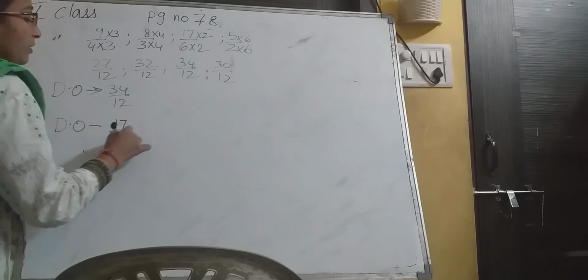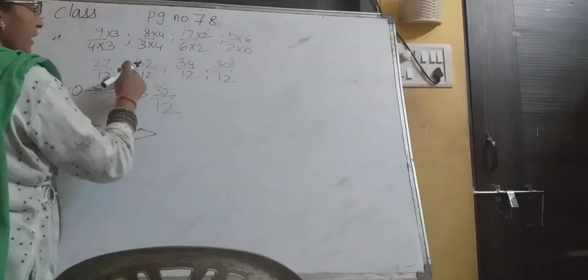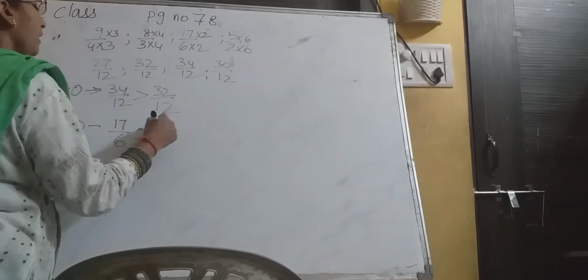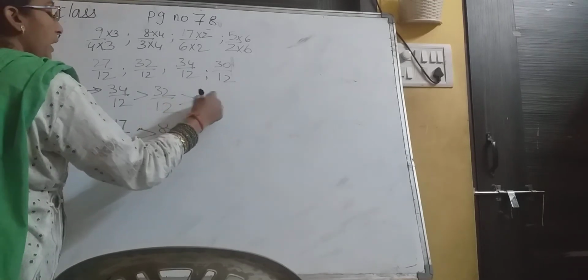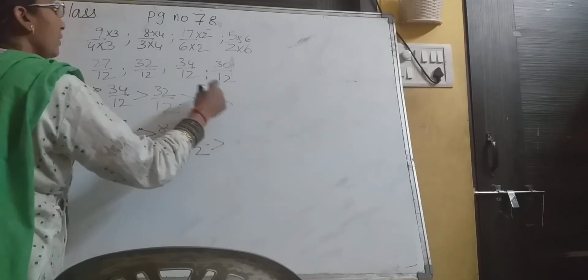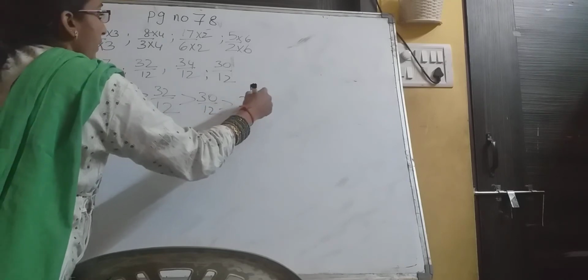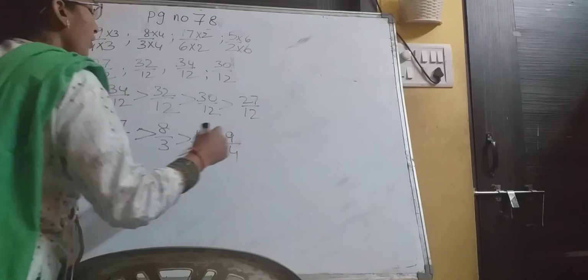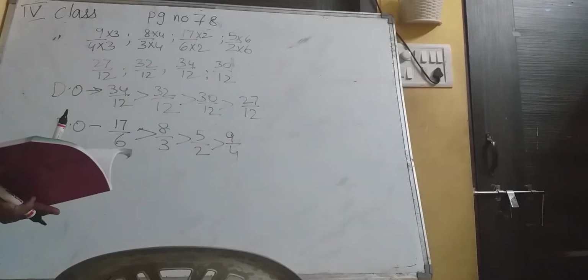17 by 6. Then 32 by 12. That is second one, 8 by 3. Then 30 by 12. That is 5 by 2. Then 27 by 12. That is 9 by 4. Okay, children? Yes, in the same way you do the C1.